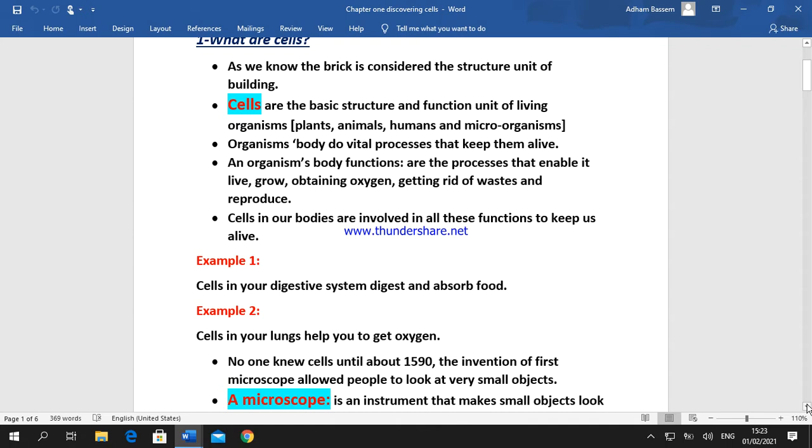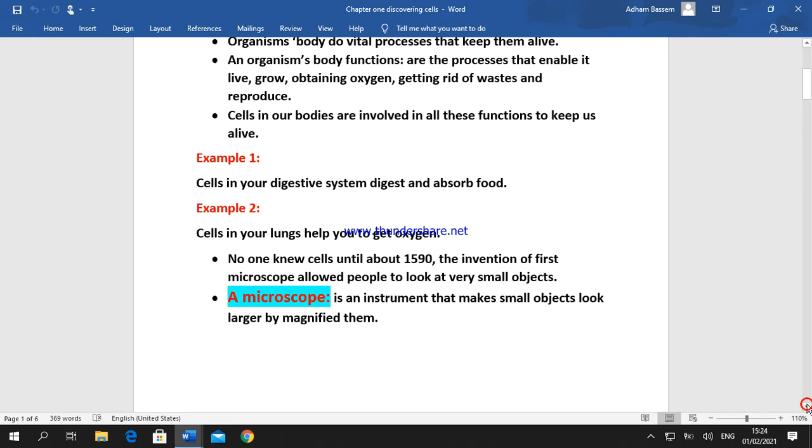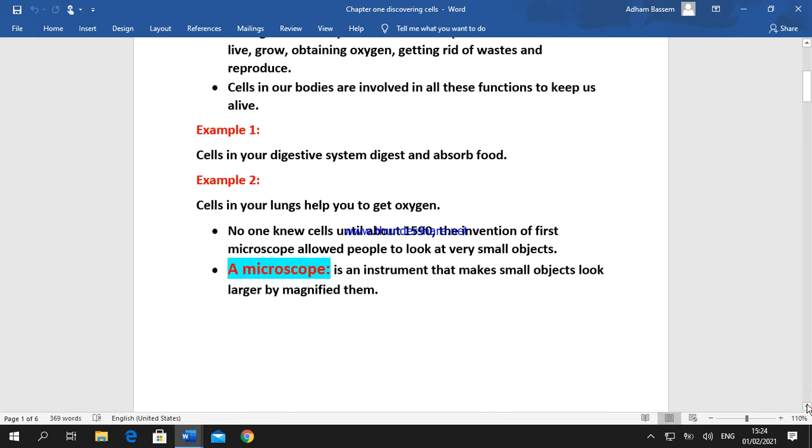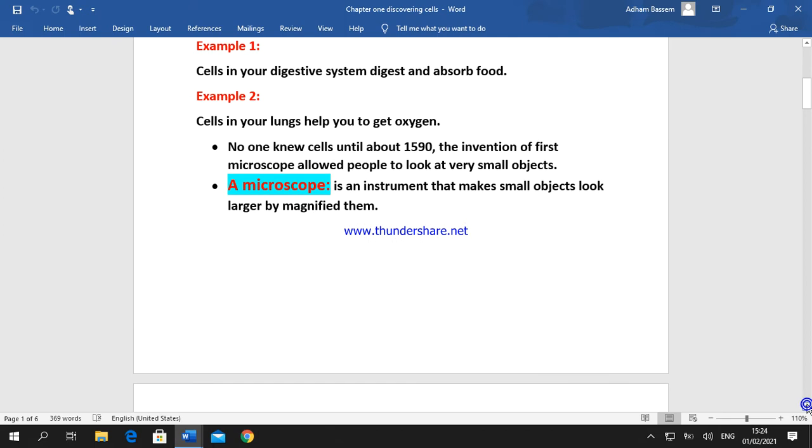No one knew about the cells until about 1590. The invention of the first microscope allowed people to look at very tiny objects that can't be seen by the naked eye. A microscope is an instrument or device that makes small objects look larger by magnifying them. So the main function of a microscope is magnification of tiny objects, to appear larger and show details.